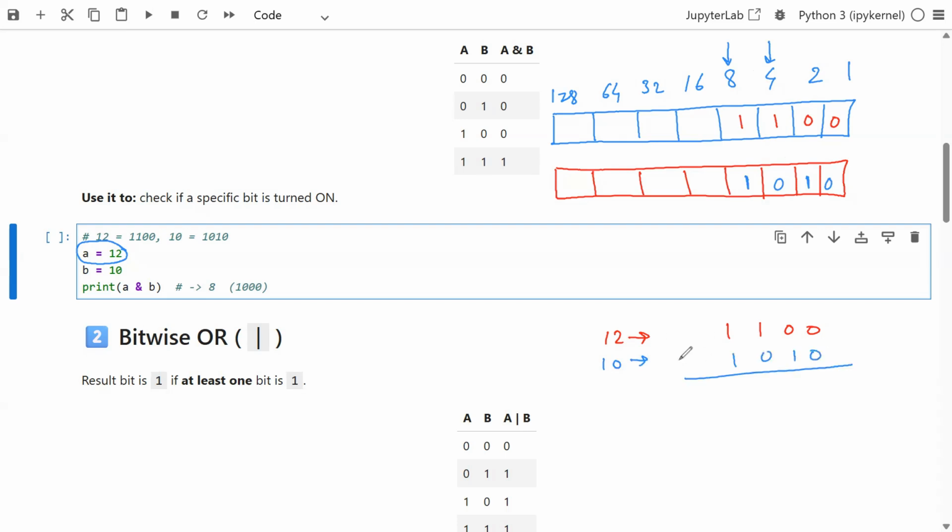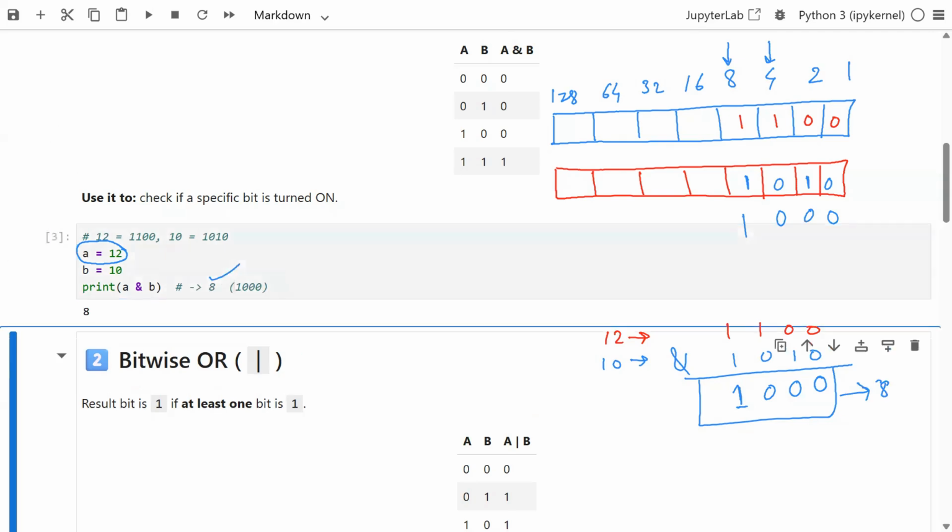Now, I already told you that in bitwise and, if both are 1, then the answer is 1, otherwise 0. Both are not 1, so 0. Both are not 1, so 0. Both are 1, so here we get 1. So this is the binary number of which number? 1, 0, 0, 0: don't count the 0s, count only the position 8. So 8 is the answer. If you run this, you will get 8.